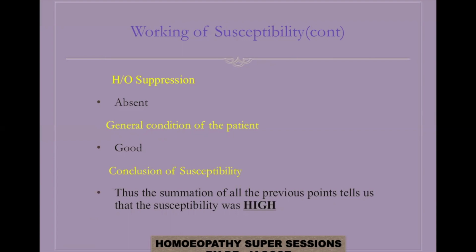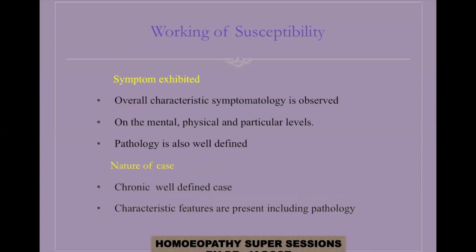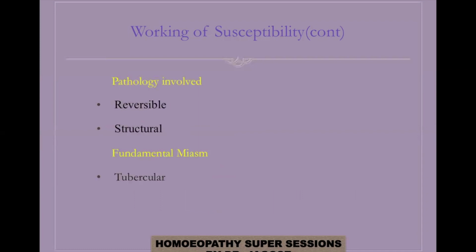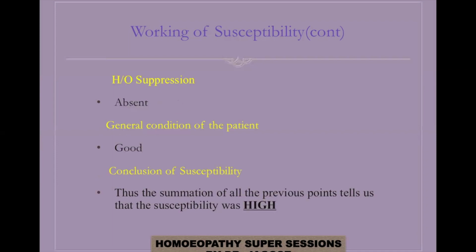So if we have a conclusion, we would see that all of them point to a high susceptibility. Let me again take you through. In this point also, symptom exhibited is characteristic. Therefore, susceptibility is high. Nature of the case, chronic case with characteristic symptoms, therefore susceptibility high. Pathology is reversible, therefore susceptibility is high. Fundamental miasm tubercular, therefore susceptibility is high or heightened. Sensitivity on the mental and physical level is high, therefore susceptibility is high. History of suppression is absent, therefore susceptibility is high. General condition of patient is good, therefore susceptibility is high.